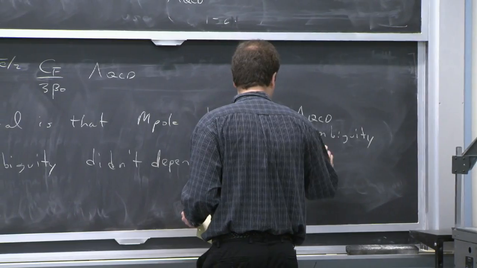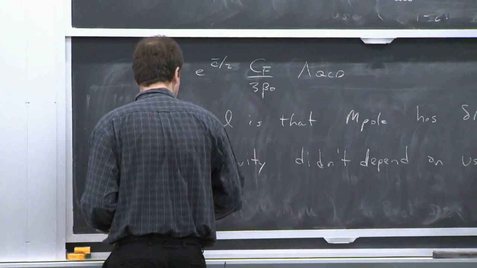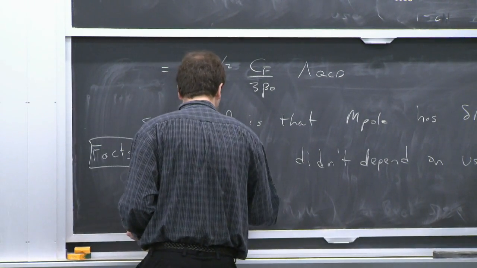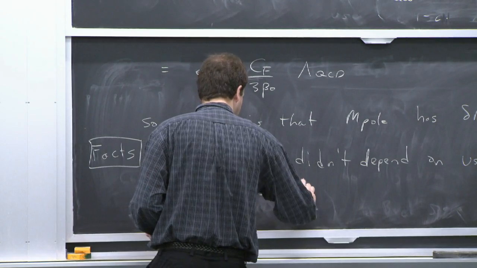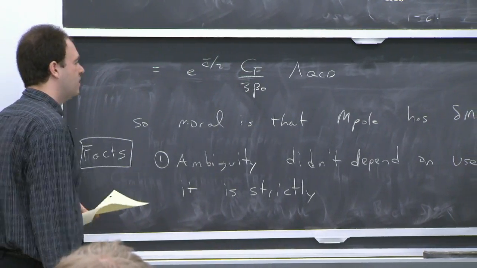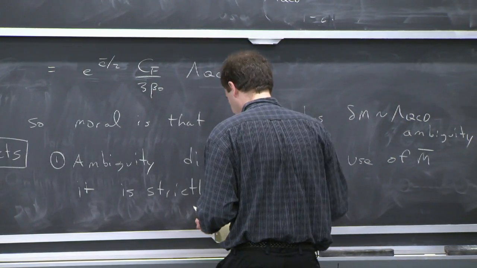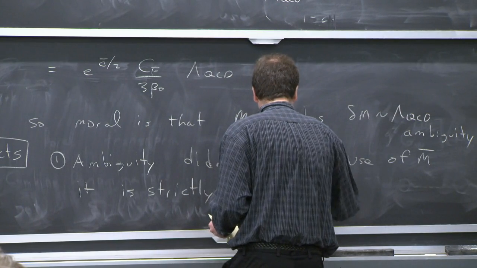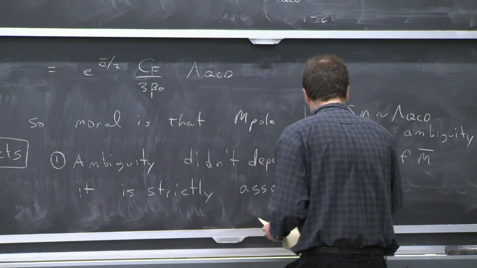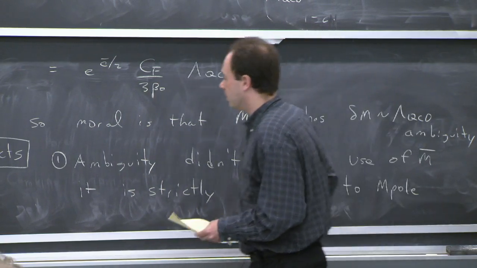So we use the MS bar mass, M bar, here for our calculation. But actually, the ambiguity wasn't depending on that. Even if we thought of some other short distance mass besides the MS bar mass, we would still see the same ambiguity if we tried to associate it to the M pole. And actually, this is a unique property of the pole mass. It's the pole mass that has this problem, not the MS bar mass.